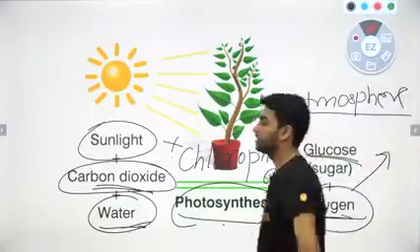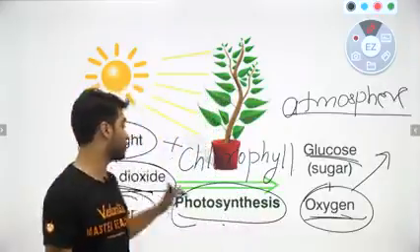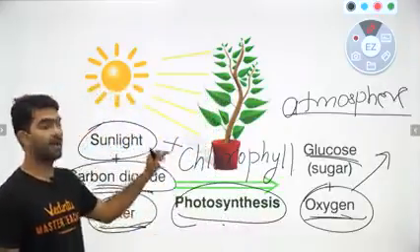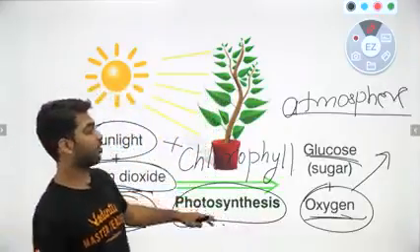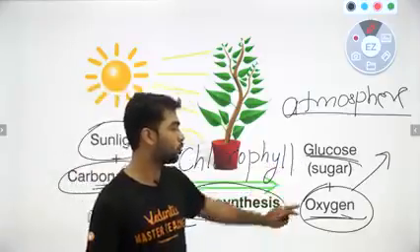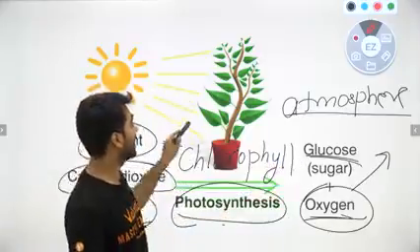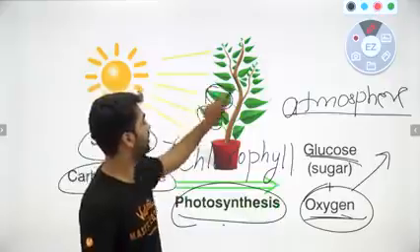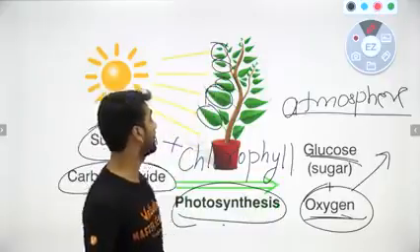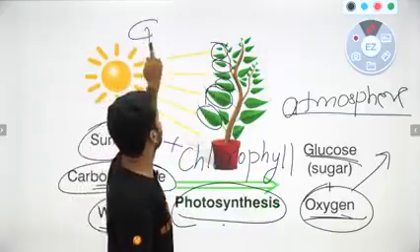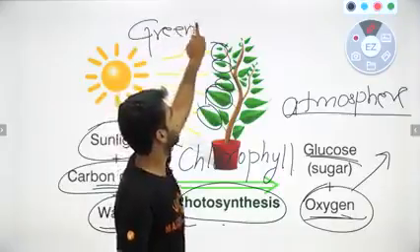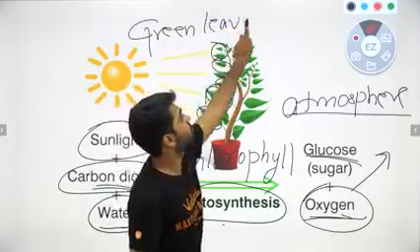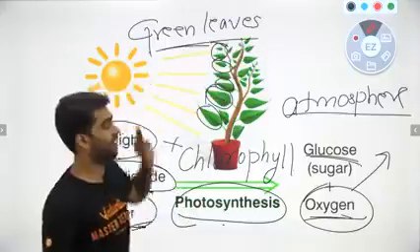So plants take in carbon dioxide plus water in the presence of sunlight and chlorophyll. They carry out photosynthesis to give out glucose and oxygen, and this entire process takes place in the leaves of the plant, in the green leaves of the plant. Green leaves, very important. In the green leaves of the plant, the process of photosynthesis is carried out.